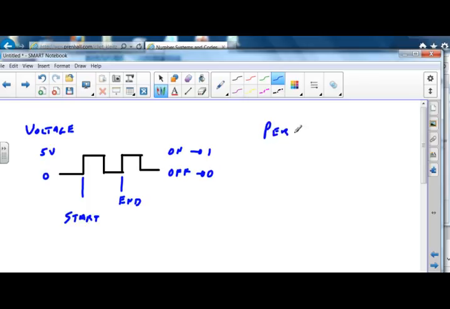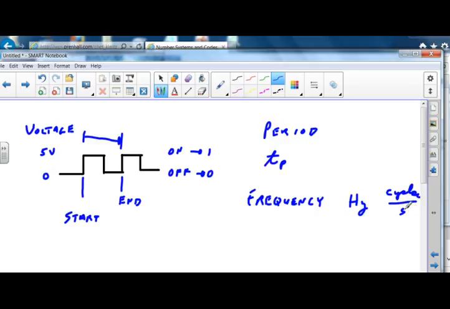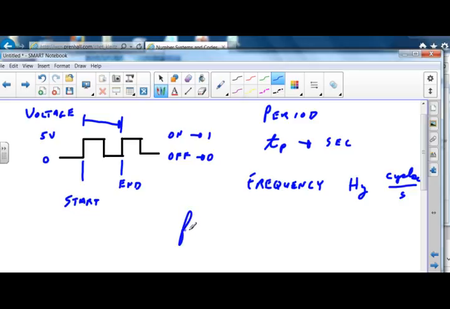All right, well, anyway, you have a period, P-E-R-I-O-D, that goes between the time that you start and the time that you end. T sub P, the time of the period. And you have frequency. Now, frequency is in hertz, which is in cycles per second. Period is time and is in seconds. So if I know the frequency, then that's going to be 1 over the period. And if I know the period, that's going to be 1 over the frequency.